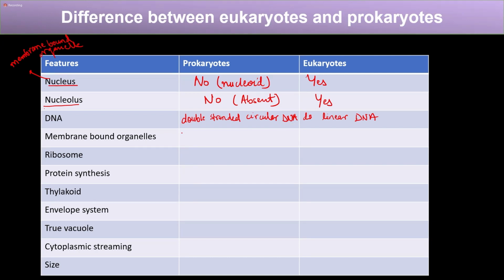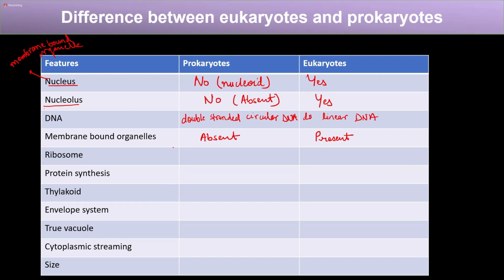Now, if you talk about membrane-bound organelles, does any bacterial cell have any membrane-bound organelle? No. So it does not have membrane-bound organelles. So membrane-bound organelles are absent in prokaryotic cells, while in the case of eukaryotic cells, these are present. We will see in our next lecture that in eukaryotic cells, there are multiple membrane-bound organelles.